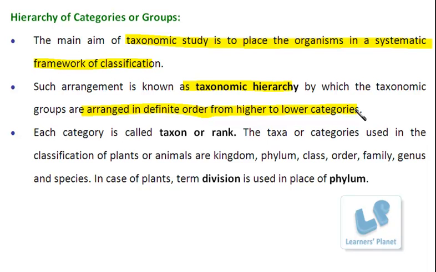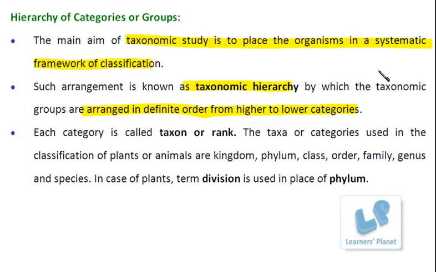And as these groups are broken into smaller groups, definitely the hierarchy is going to be established, right? The categories are formed in a descending manner. Now this descending manner in terms of what? In terms of number of organisms, as well as the similarities and the dissimilarities.